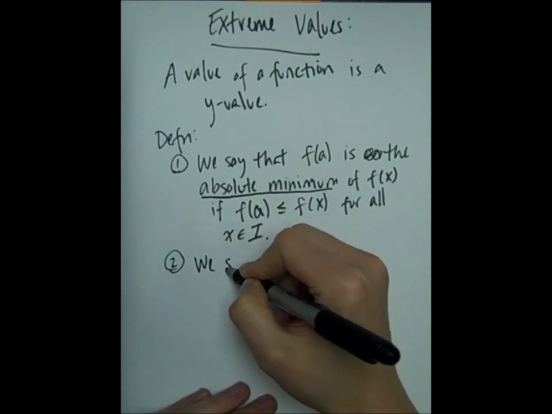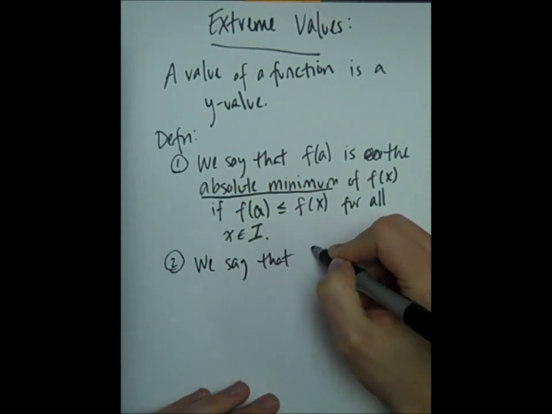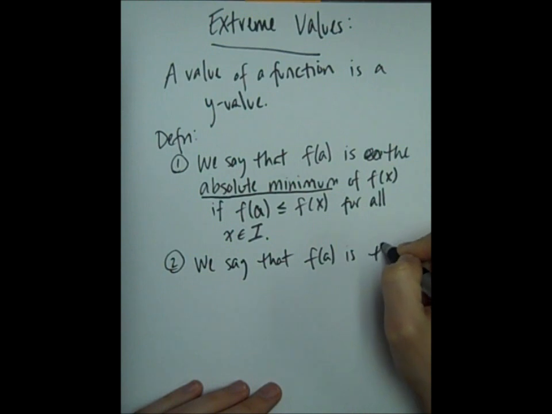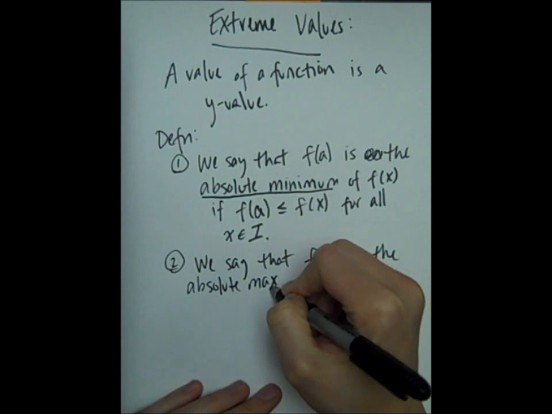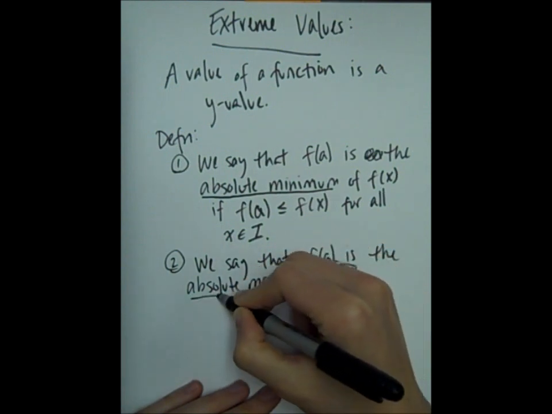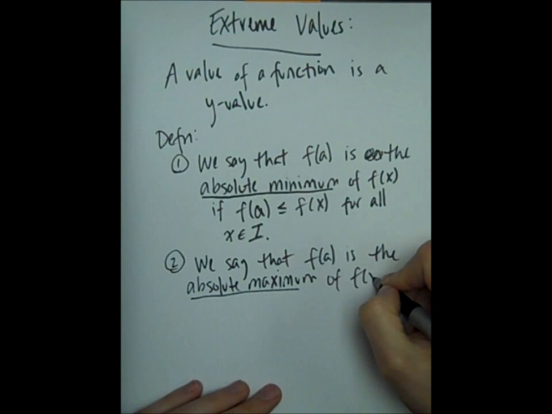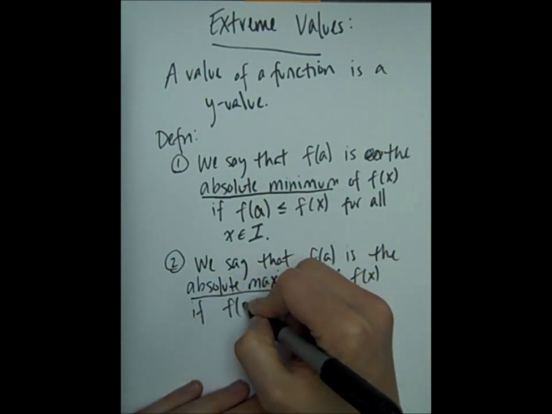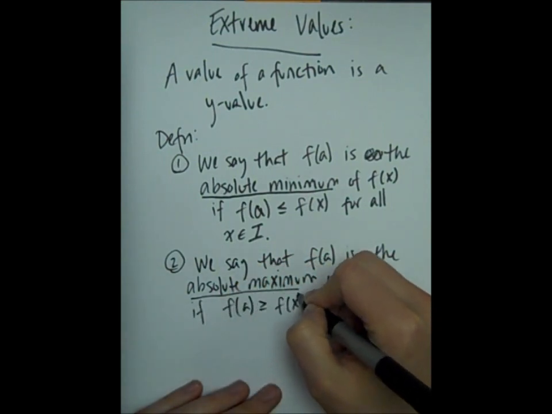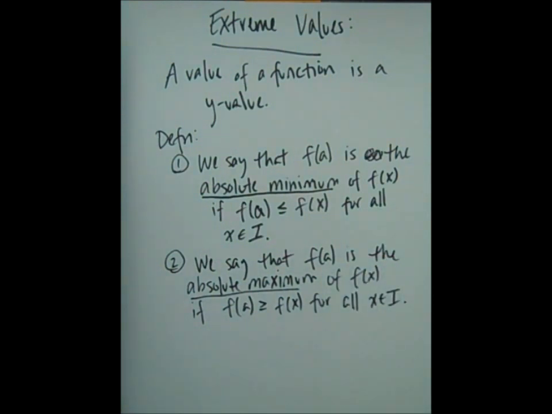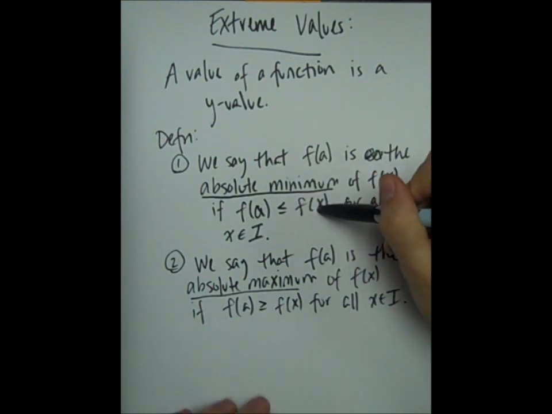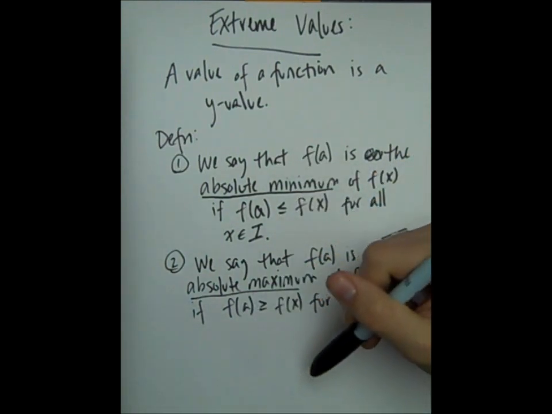Also, we say that f of a is the absolute maximum of f of x if f of a is greater than or equal to f of x for all x in some interval. So this is kind of saying really the opposite of it, that instead of talking about f of a being less than all of the other y values, now we're saying that it's the largest y value in some interval.